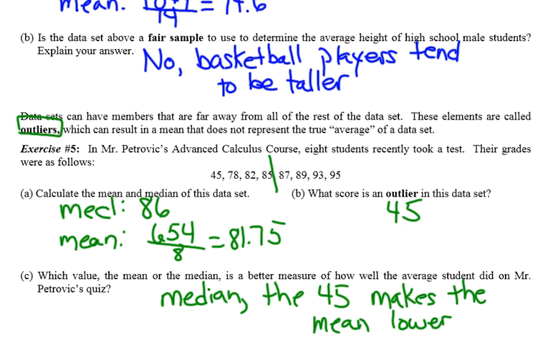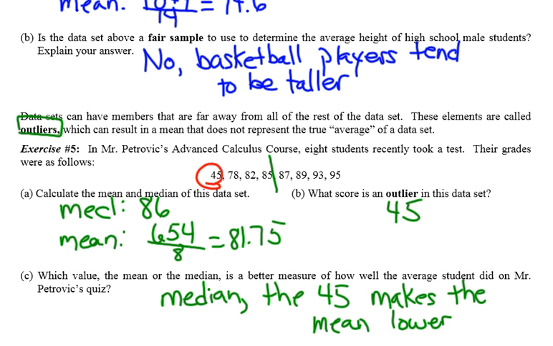Okay, so in this problem we had 8 numbers, so the median is between the 4th and the 5th. So right in between 85 and 87 is 86. When I added them up, I got 654 divided by my 8, and it was 81.75. What score is an outlier? The 45 is an outlier. It's pretty far away from the other numbers in your data set.